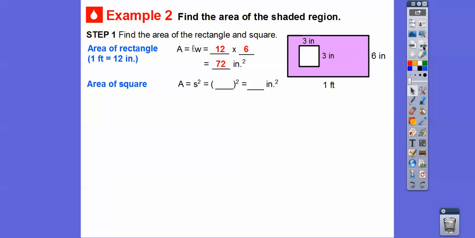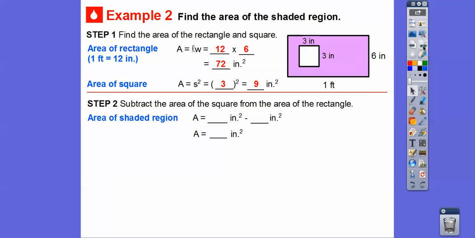Then we'll find the area of that square. 3 times 3 is 9. And then we subtract those because it's the rectangle take away the square. So it's going to be 72 minus that 9 is going to be 63 inches squared, okay? So the area of that shaded region is going to be 63 inches squared.